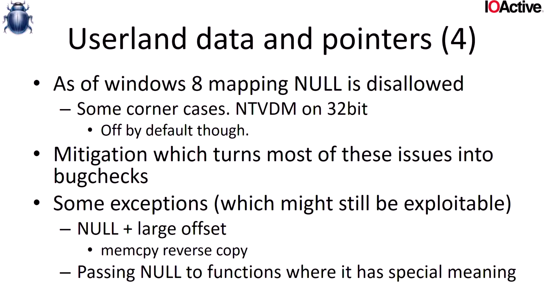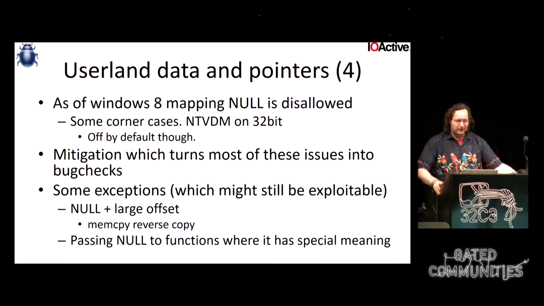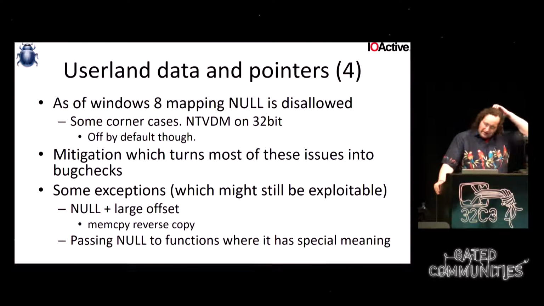On 64-bit Windows, mappings of the null page are disallowed. On 32-bit Windows, they're disallowed by default. But there's this thing called the NTVDM, the virtual DOS machine. If you want to run old DOS games, for example, you have to turn this on, and all of a sudden you can have null pointer references in your old DOS games, and those would then allow you to exploit null pointer references in Windows drivers.